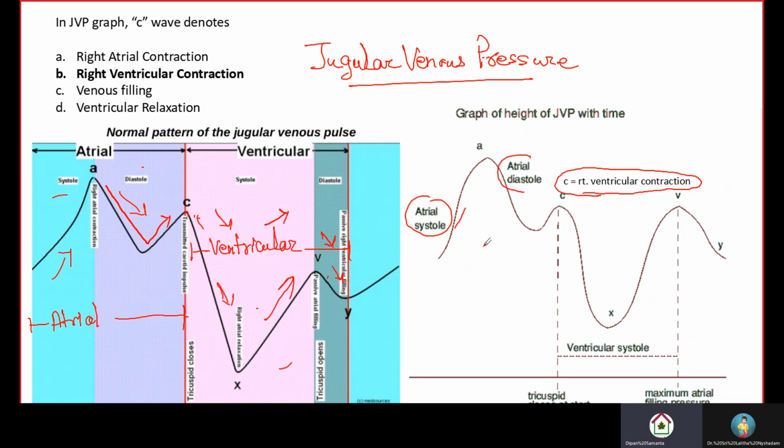The most important point for FMG from the jugular venous pressure graph is the denotation, the meaning of A, C, X, V, Y. That you need to remember. Tricuspid valve closes at C. Tricuspid opens at V. This type of question comes from this topic, the JVP graph.